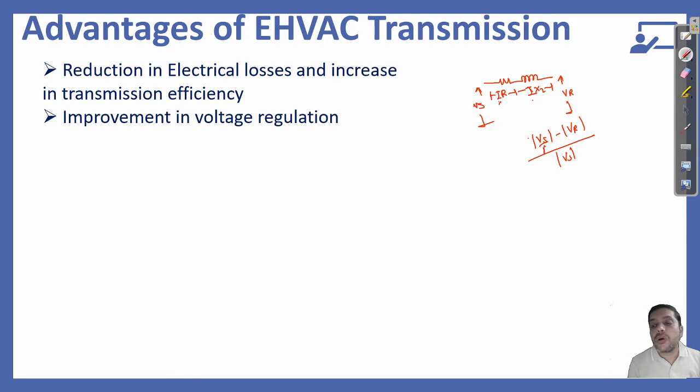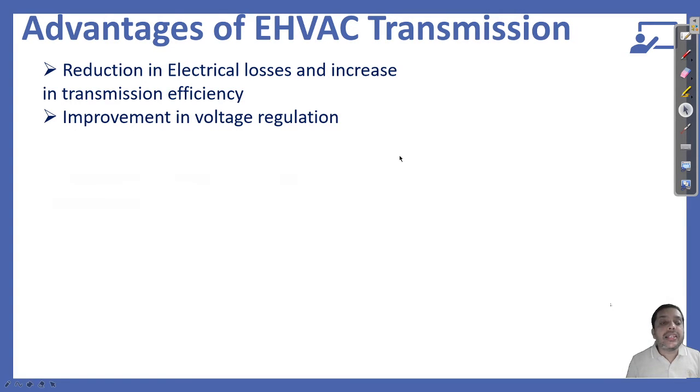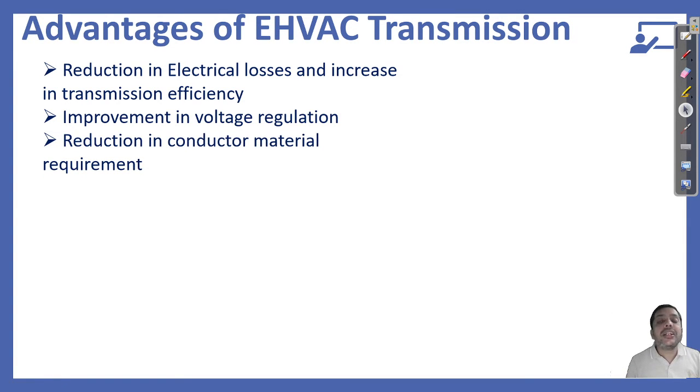Sometimes it is used as mod of Vs upon A also, or in this formula. Okay, A is the transmission. We saw this in the last unit only. Let's begin next: reduction in the conductor material requirement.